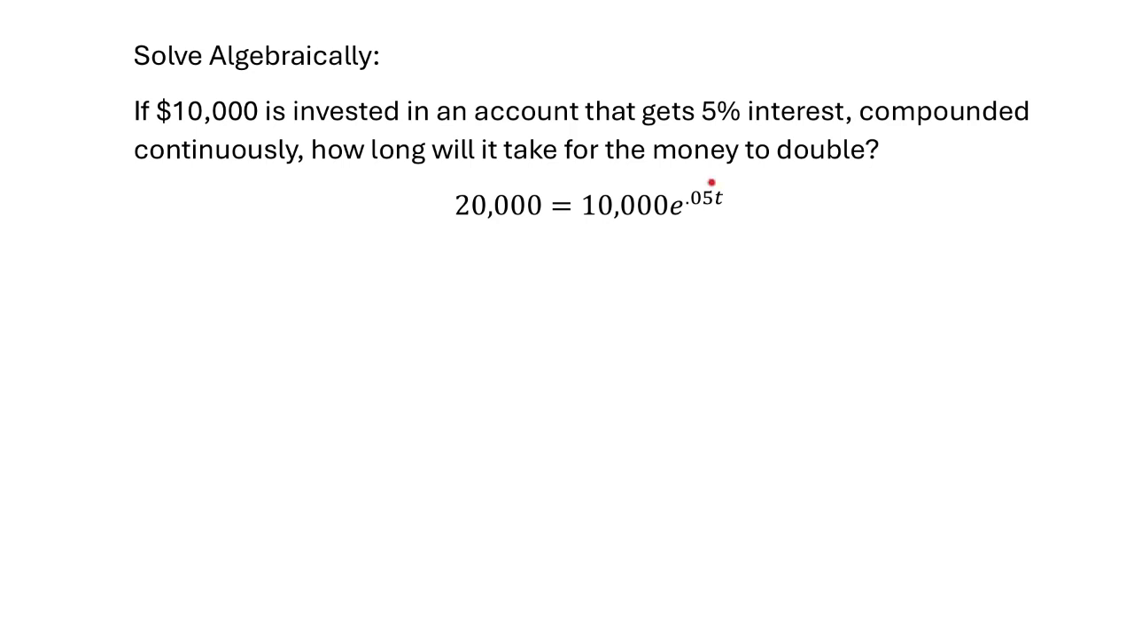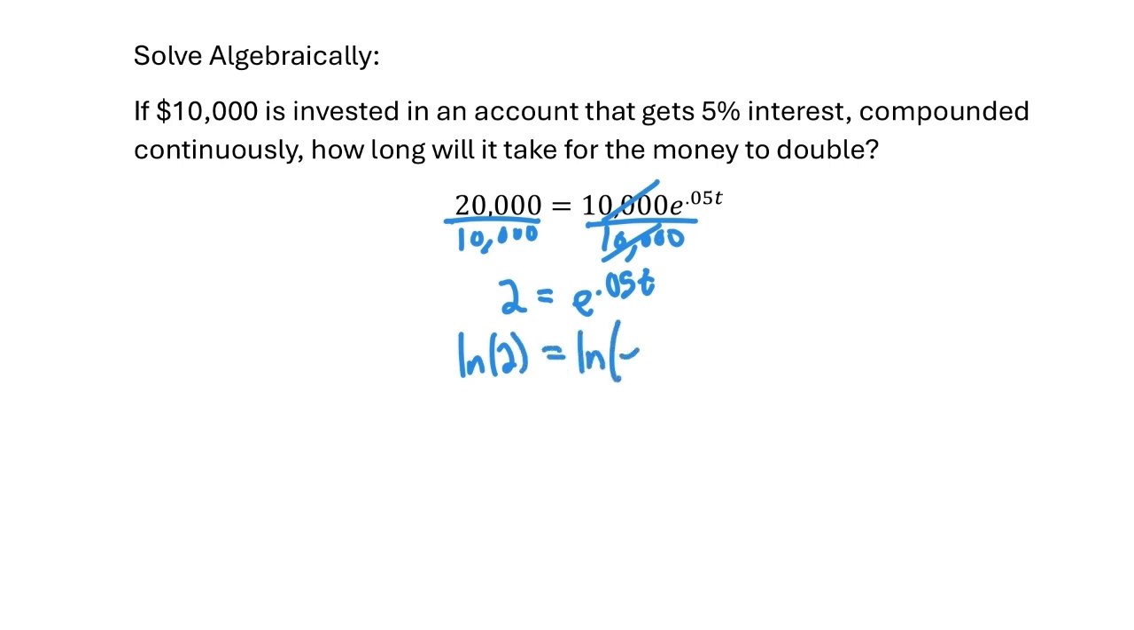But we want the money to double, so we set this equal to 20,000. Now, the value of T that solves this equation will be the doubling time. So how can we solve for T? Well, the first thing we'll need to do is divide both sides by 10,000. On the left-hand side, we just get 2, and on the right side, the 10,000s divide out, and we just get e to the 0.05t. Now, to get rid of the exponent, we'll take the natural log of both sides. On the left side, we have natural log of 2, and on the right-hand side, we have natural log of e to the 0.05t, which simplifies to just 0.05t.